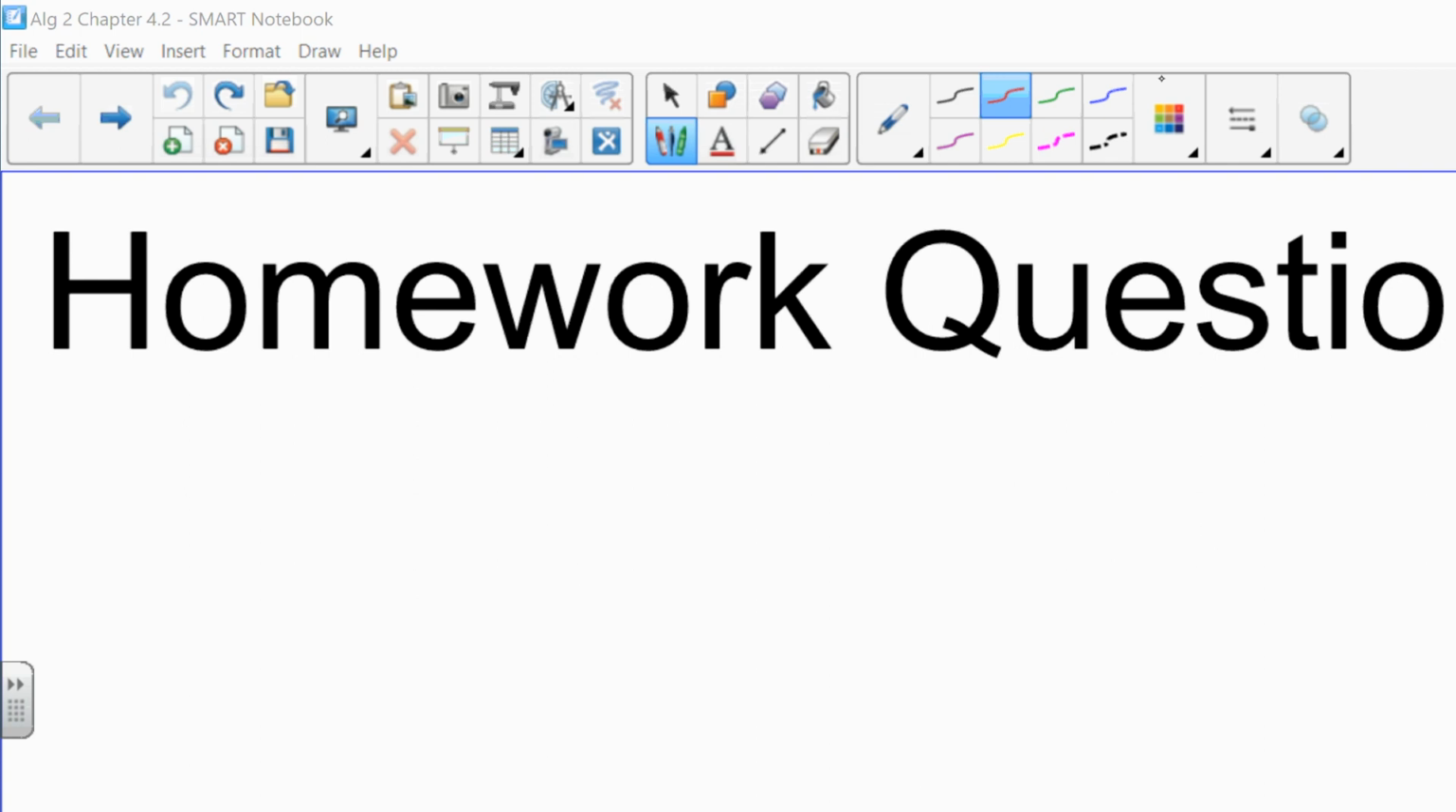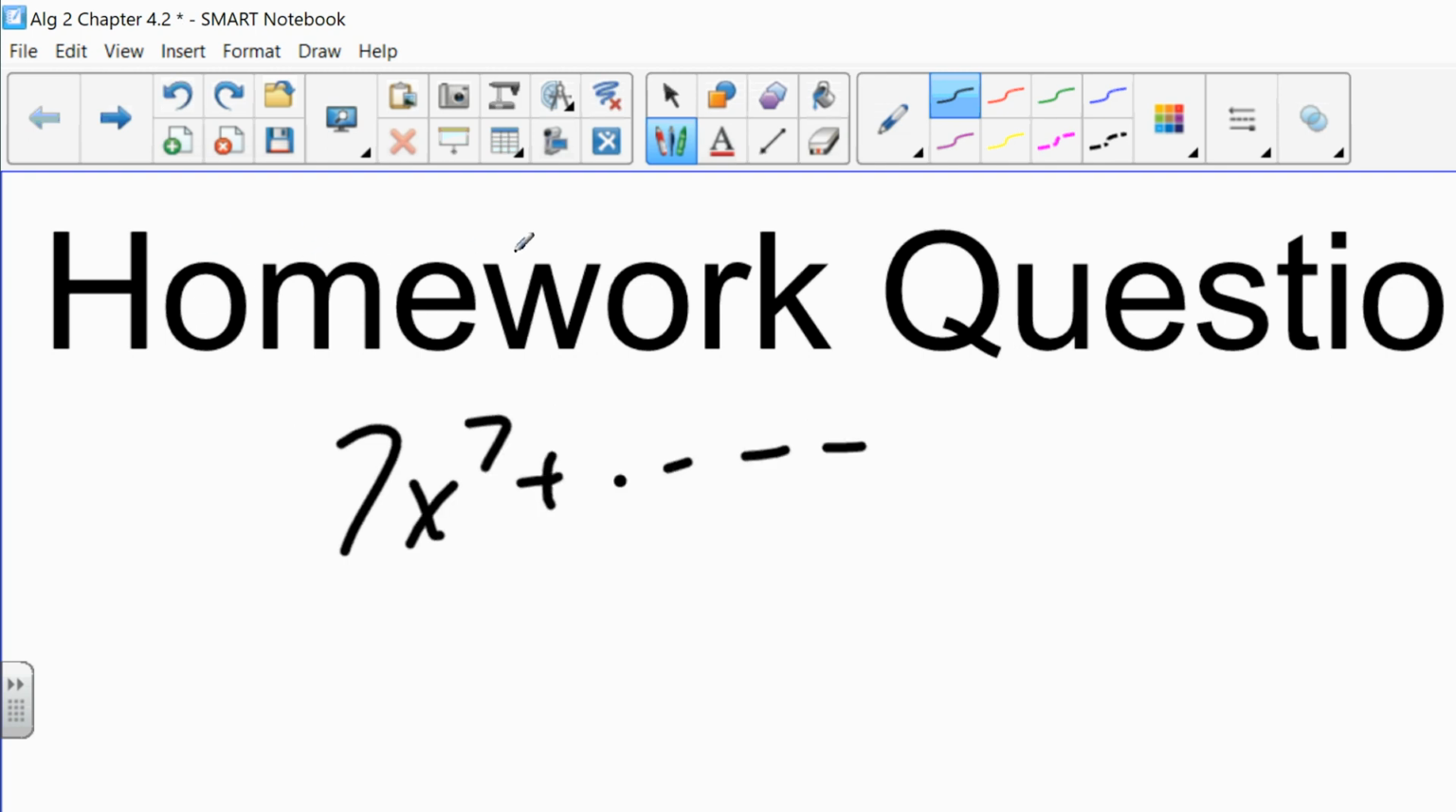Describe the end behavior of the function 7x to the 7th plus the rest of it. Because it's 7x to the 7th plus 12x to the 5th minus 6x to the 3rd minus 2x minus 18. Now, the reason I didn't write the rest of it out is because for end behavior, we need the degree, and really we need the leading coefficient.